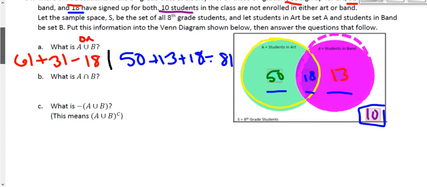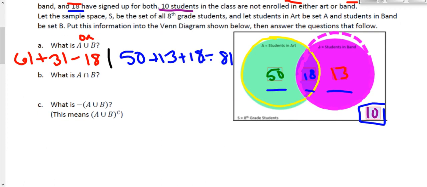All right, up next it's asking A and B. This ∩ means and. So what is A and B? The students who are in art and band. That's just asking for this intersection right here, the overlap. And that answers that there are 18 students in both art and band.